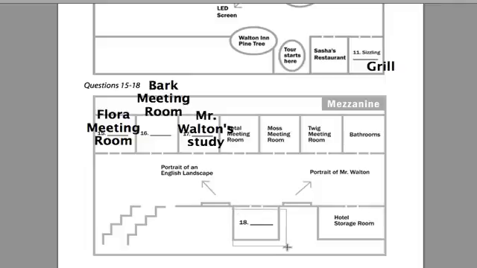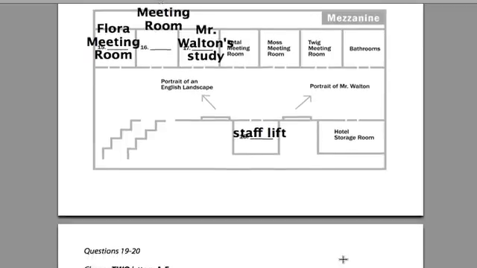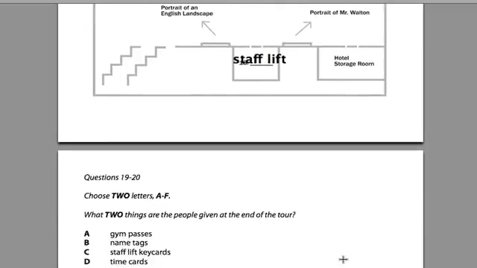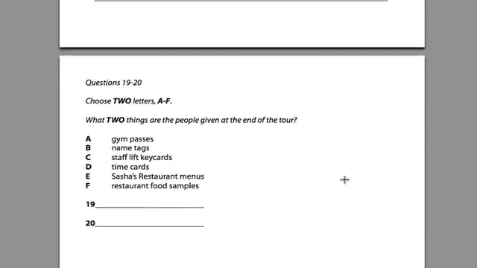Here we have the staff lift. And he says that everyone will get a key card for the staff lift. And then he says going down to try some samples at Sasha's restaurant. So the correct answers here would be staff lift key cards, letter C, and F, restaurant food samples. This is where they're not getting menus, they're getting samples. Okay, so C and F were the correct answers.